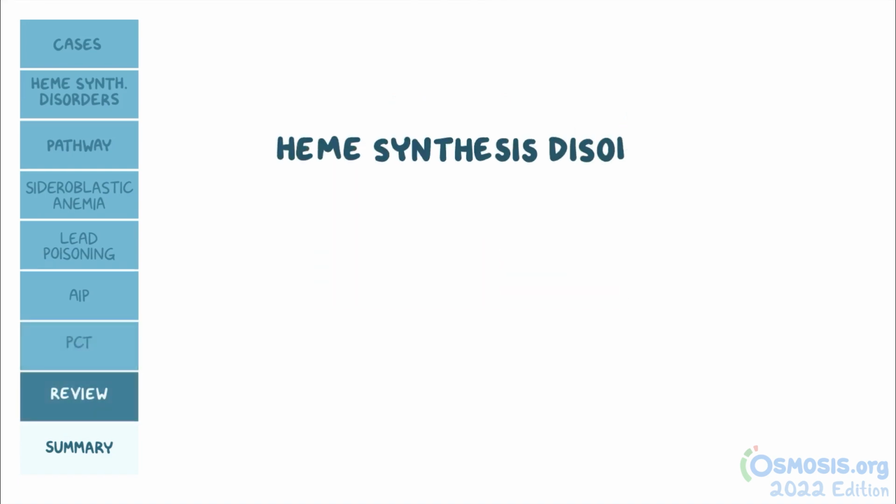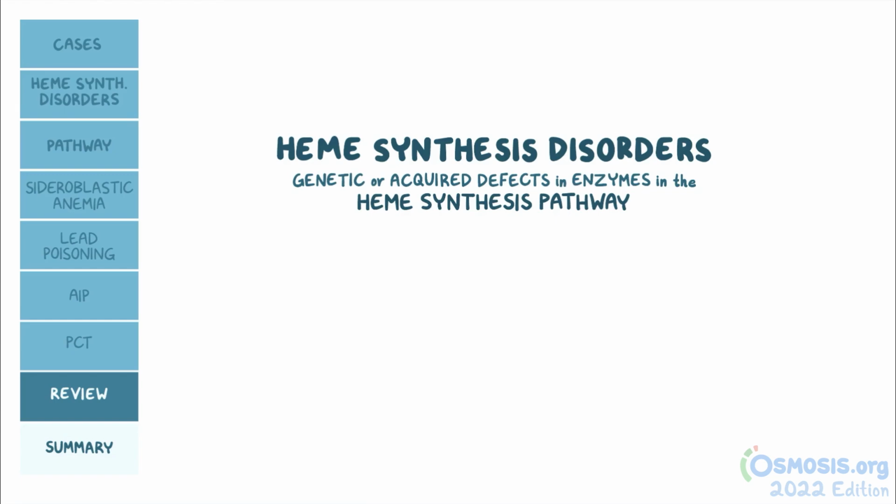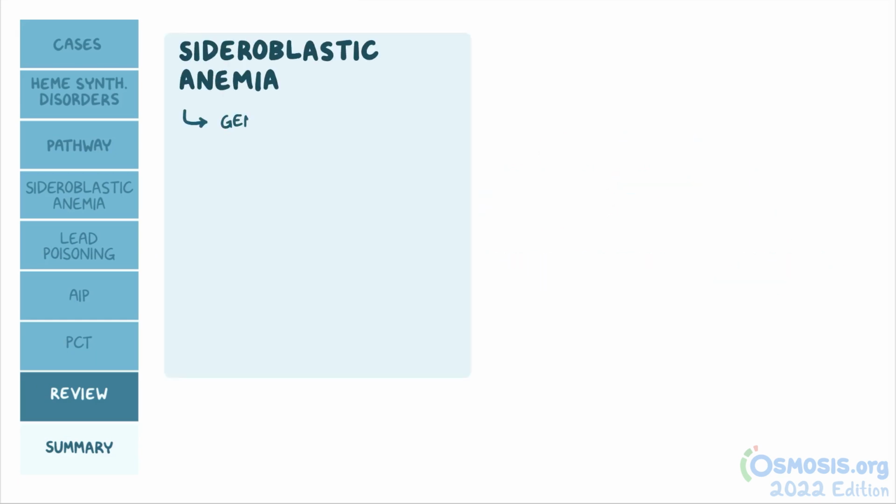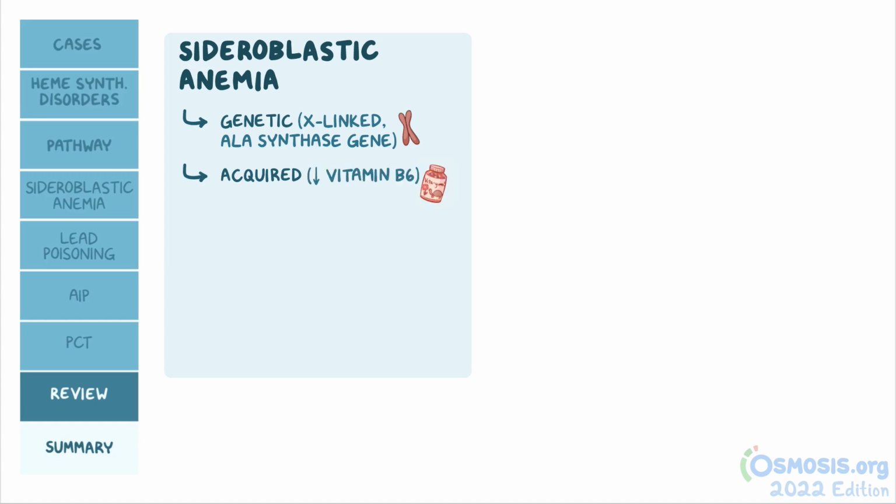Heme synthesis disorders are caused by genetic or acquired defects in enzymes involved in the heme synthesis pathway, and they include sideroblastic anemia, lead poisoning, acute intermittent porphyria, and porphyria cutanea tarda. Causes of sideroblastic anemia can be genetic, such as an X-linked mutation in the ALA synthase gene, or acquired, due to vitamin B6 deficiency, most often caused by isoniazid. Symptoms are due to organ damage by the excess iron.